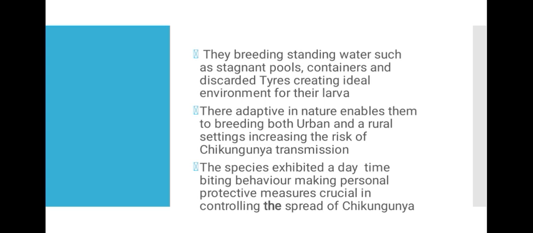They breed in standing water such as stagnant pools, containers, and discarded tires, creating an ideal environment for their larvae. They are adaptive in nature, which enables them to breed in both urban and rural settings, increasing the risk of chikungunya transmission. The species exhibits daytime biting behavior, making personal protective measures crucial in controlling the spread of chikungunya.